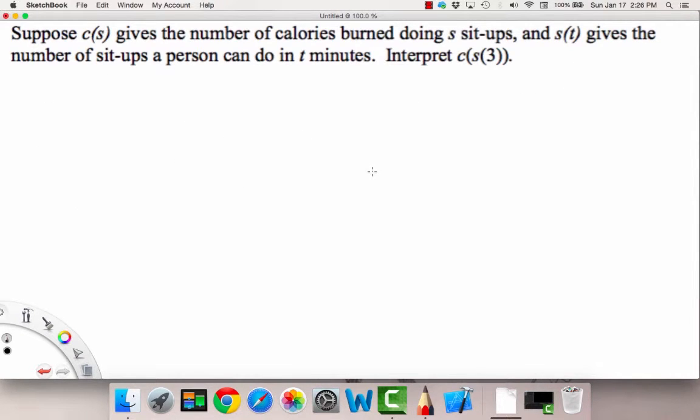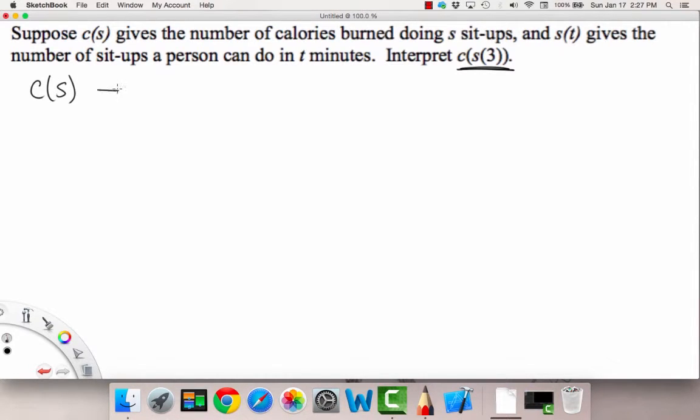Alright, so here's our problem. It says, suppose C of S gives the number of calories burned doing S sit-ups, so that many sit-ups, and S of T gives the number of sit-ups a person can do in T minutes. And then we're going to interpret what this little phrase says, C of S of 3. Okay, so let's break this down. So we have C of S. Let's identify what our functions are, the ones that we're going to be composing.